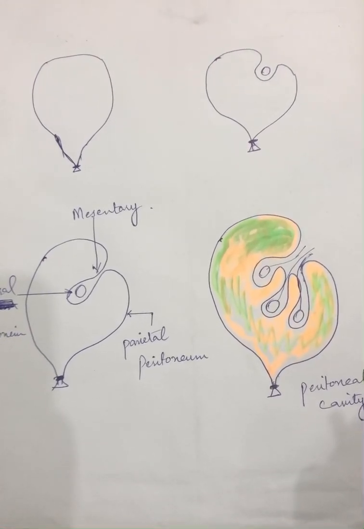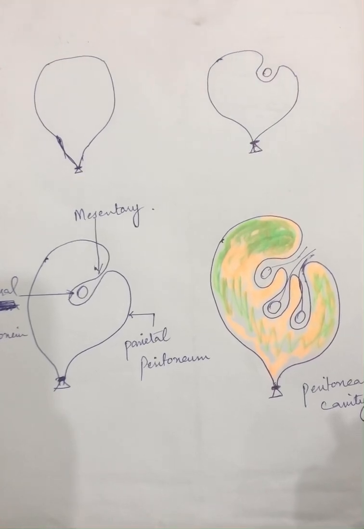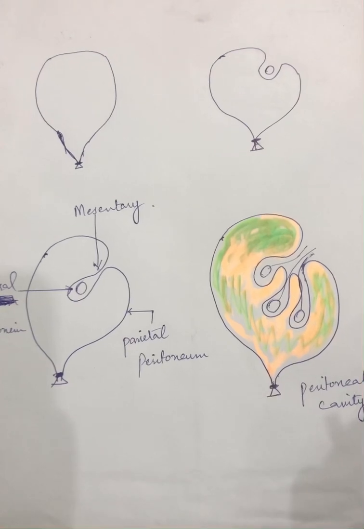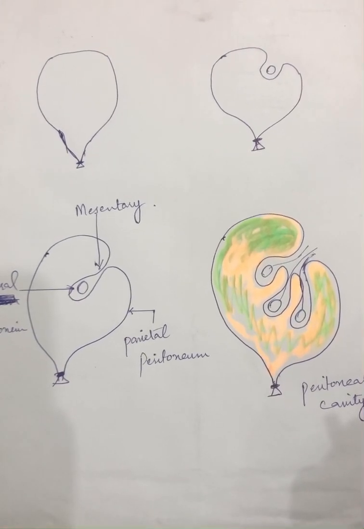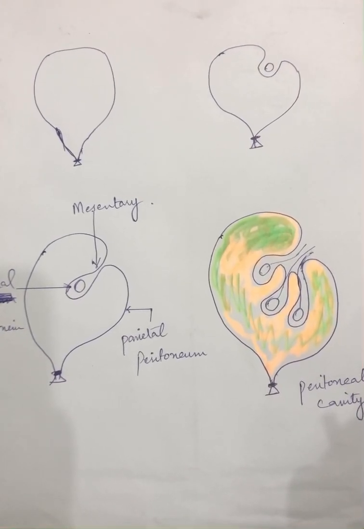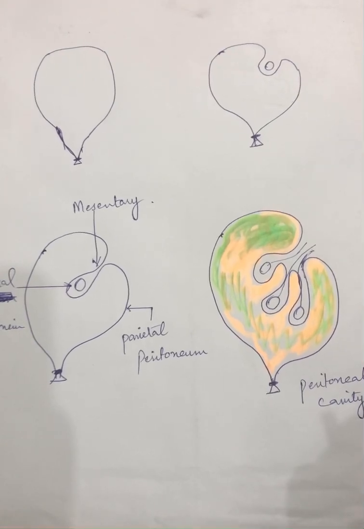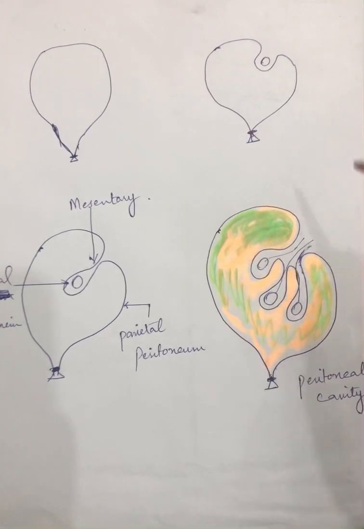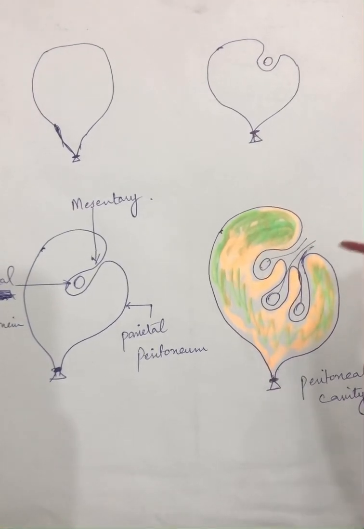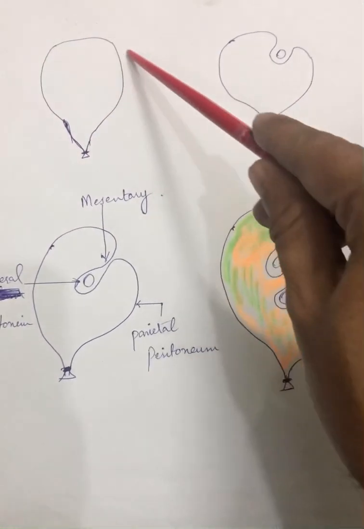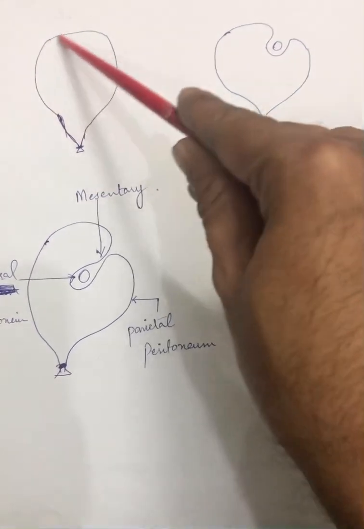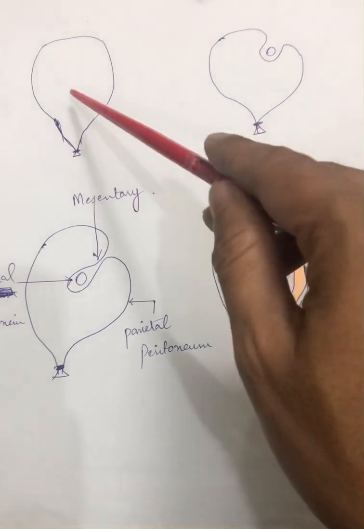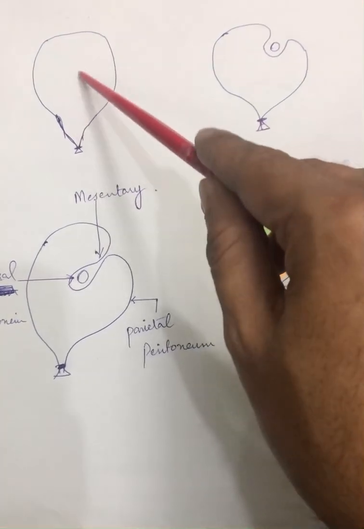Today I am going to discuss the concept of peritoneum, what actually peritoneum is, and for that I would like to use a balloon as an example. So here you can see the peritoneal cavity is a closed sac. It is just like a balloon which is closed from all around, and here we have tied a knot, so there is air within this balloon.